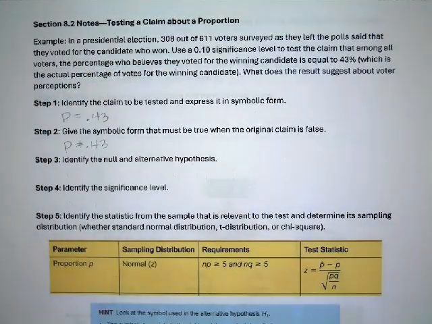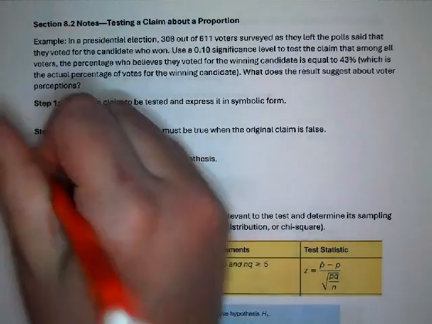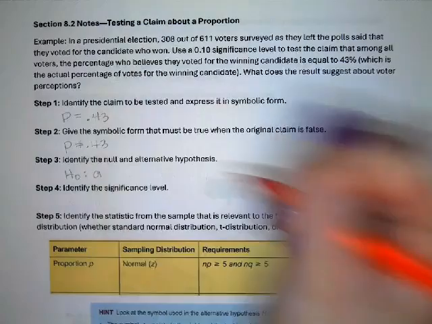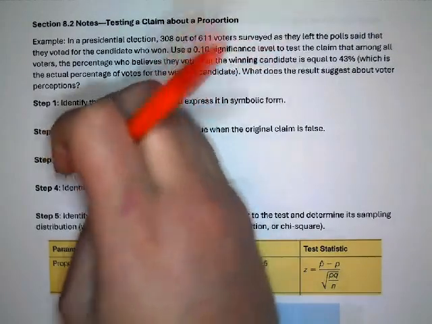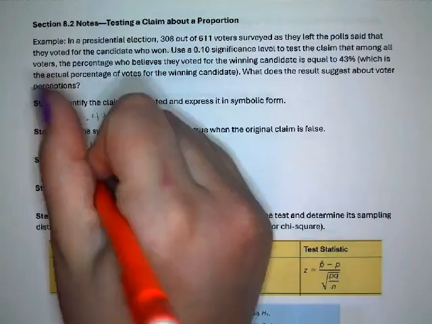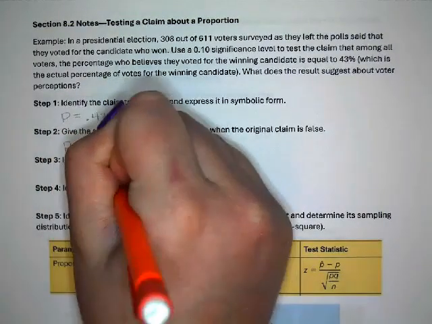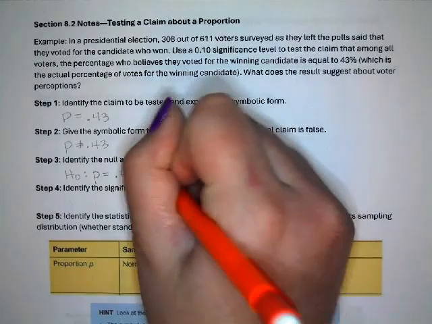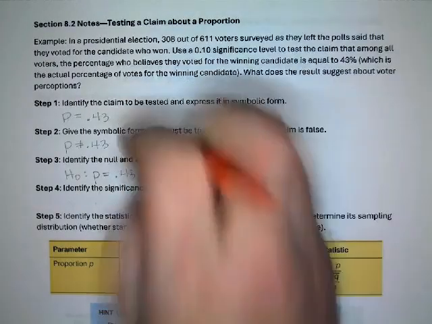And then from there, we're going to identify the null and alternative hypotheses. And so the null hypothesis is always the one that includes equality. So I was thinking of the alternative there. That's why I wrote the A. So P equals 0.43. That includes equality. And then the alternative hypothesis is just the other one.